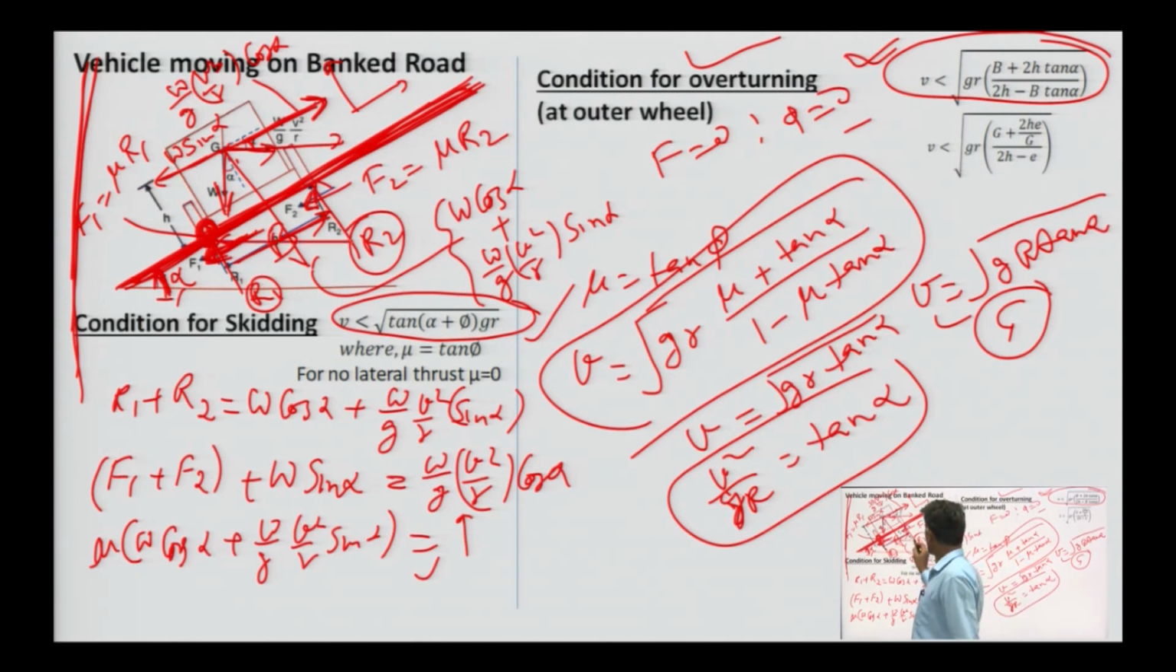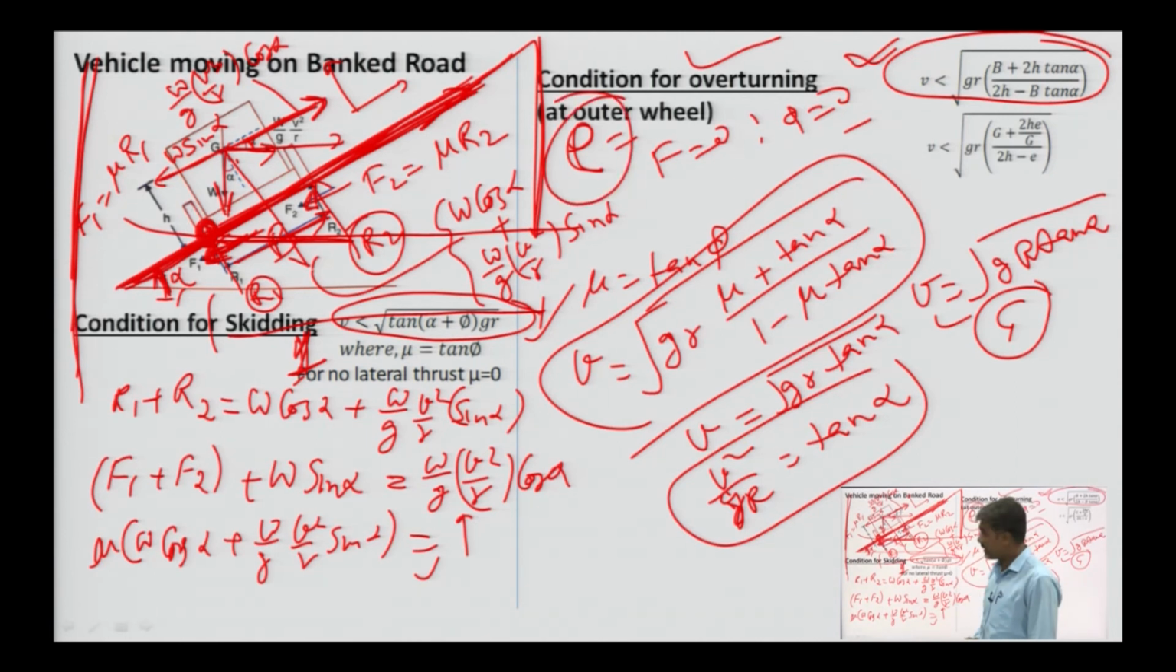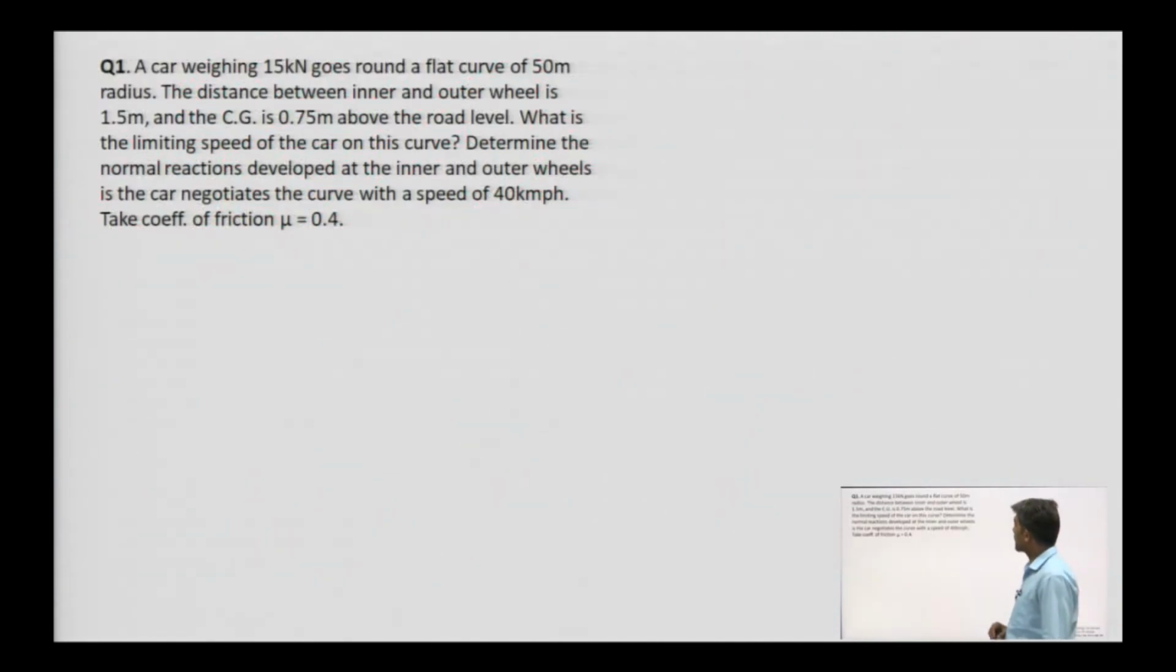What is the rate of super elevation? Say this is inclined, E, and this is horizontal distance H. For unit distance, the vertical rise given is called the rate of super elevation, E. So, let us move to solve the questions.